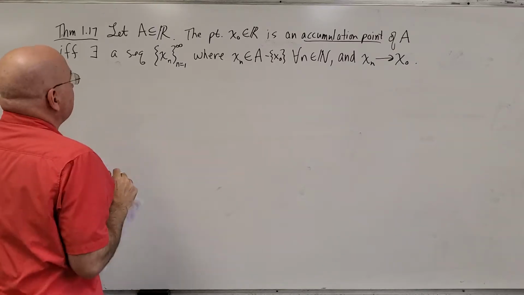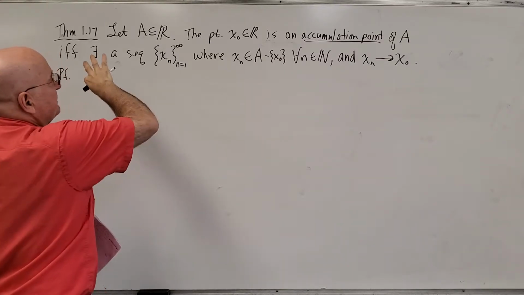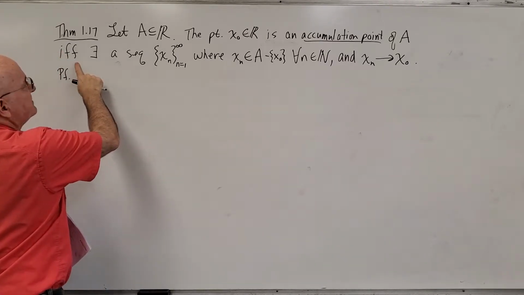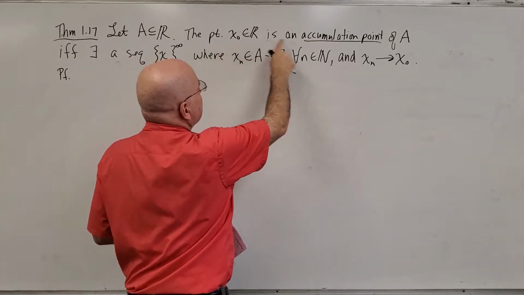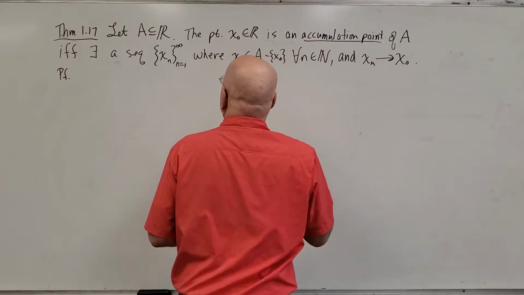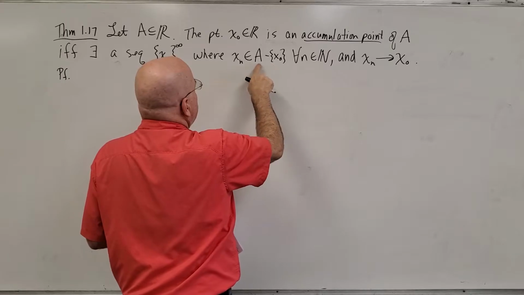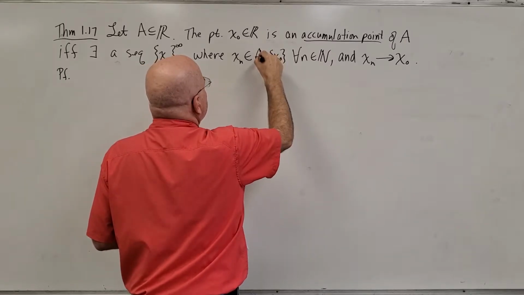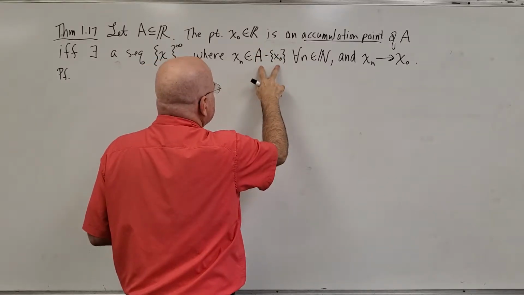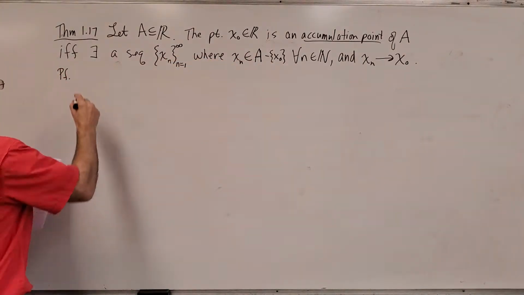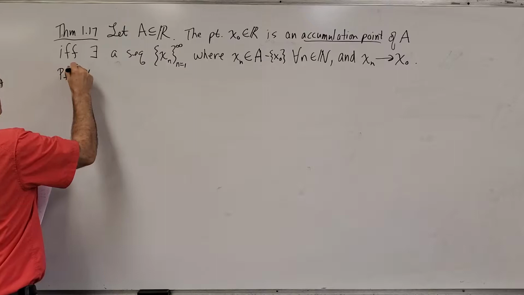All right, this is a bidirectional proof, so we're going to go from left to right the first time. Here's the if and only if. So we're going to assume that x naught is an accumulation point of A, and we will prove that there is a sequence of elements taken out of this set that converges to x0. All right, so we're going this direction first.